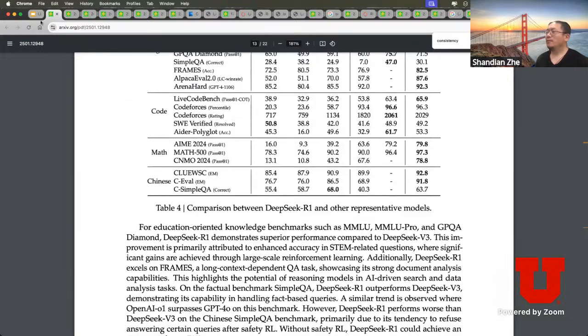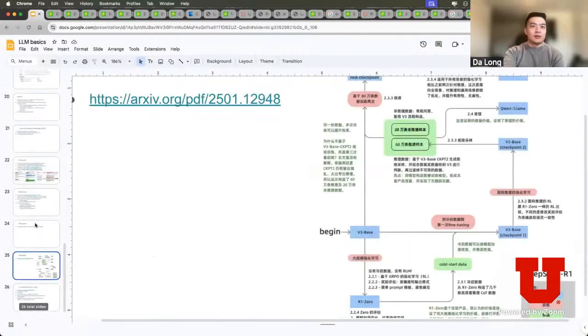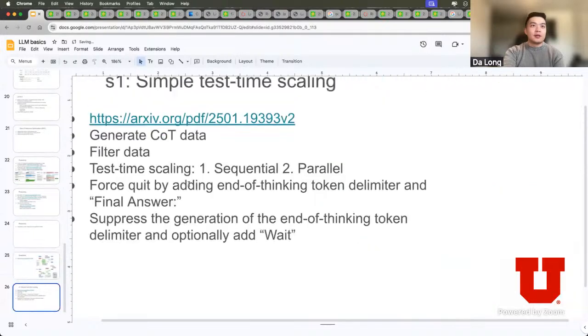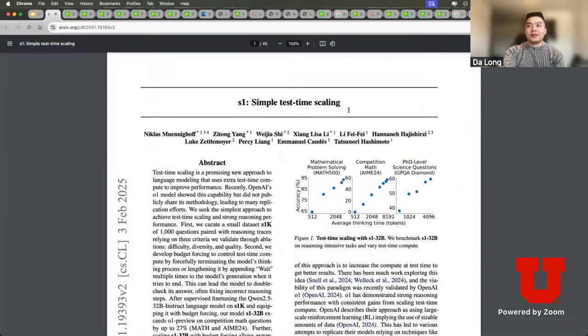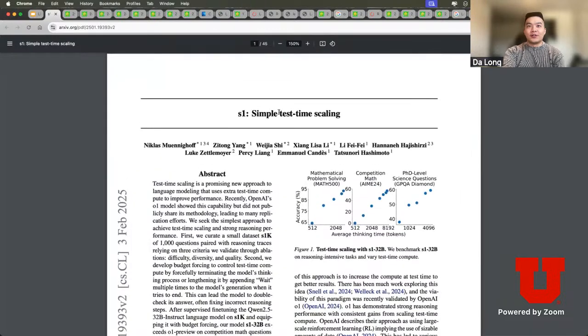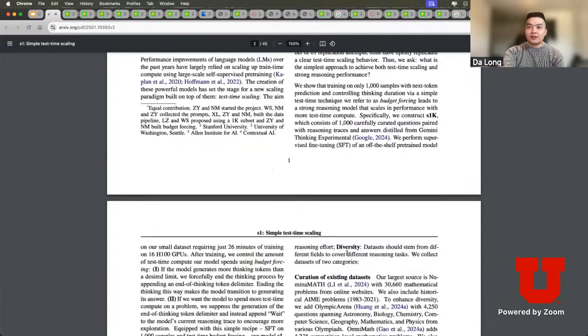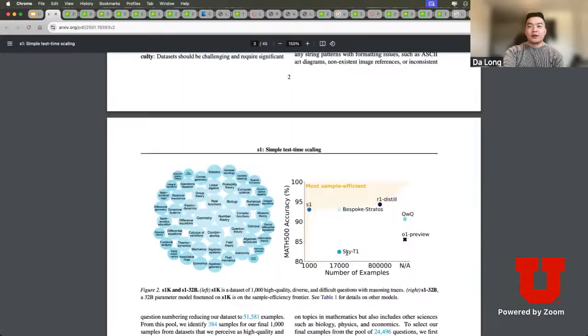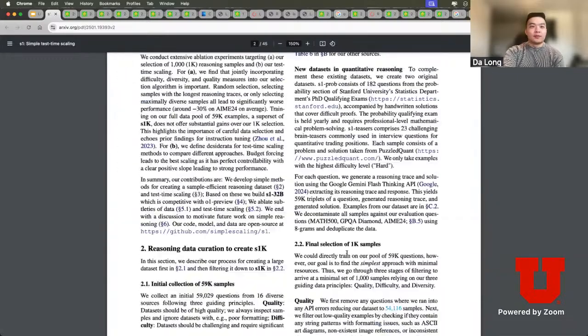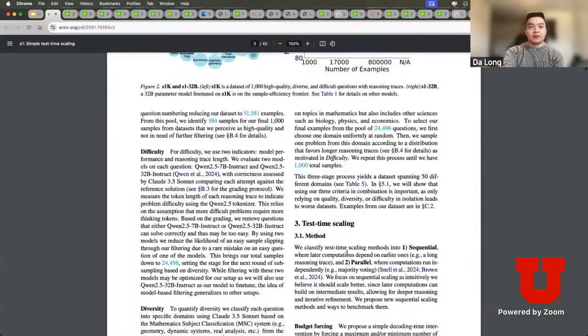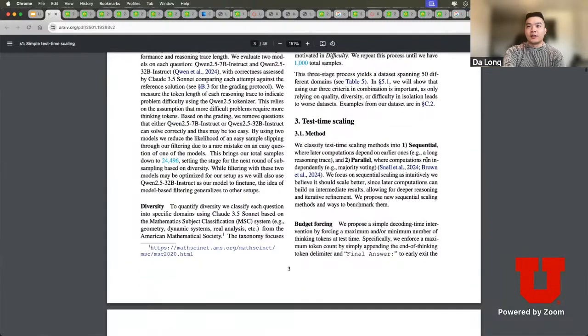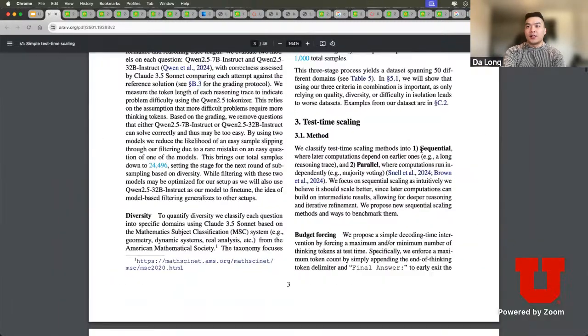Okay, so this is DeepSeek, and this is the paper from Stanford, S1. So this paper claims the same idea: they want to scale the testing time, or the inference time, to get more accurate answers. It's also a prompting based method. They invented two kinds of steps.